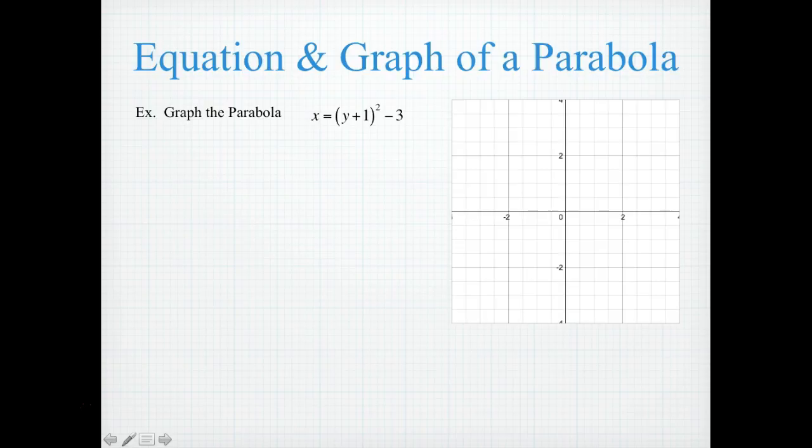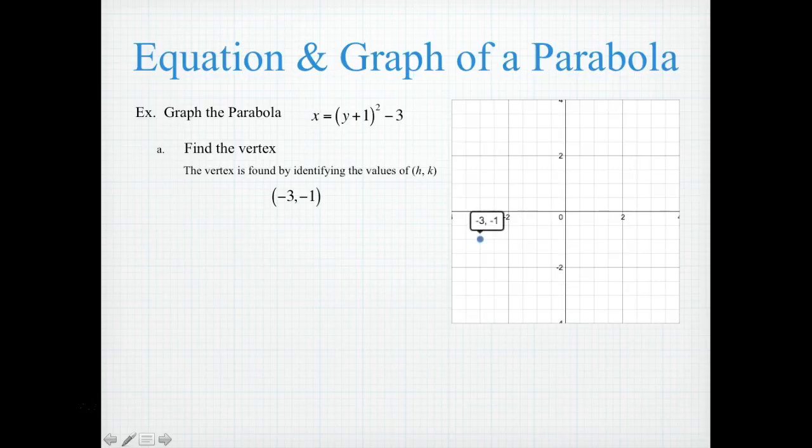In our next example, we have the equation x equals the quantity y plus 1 squared minus 3. So we notice that x is isolated in this equation, so I know my parabola is going to open left or right. The value of a that I have in this case is 1, so it's a positive 1, so that tells me that the parabola is going to open to the right. First thing I have to do is find the vertex. So the vertex in this case, based on the equation of a parabola that's got a horizontal axis of symmetry, I have a vertex of -3, -1.